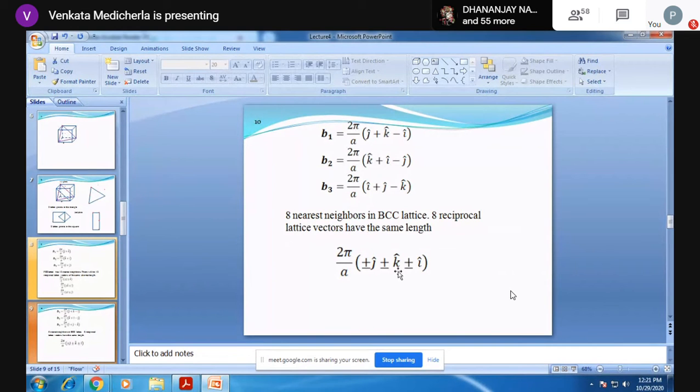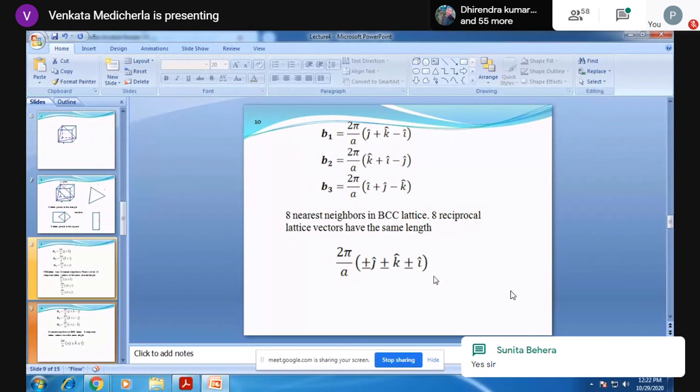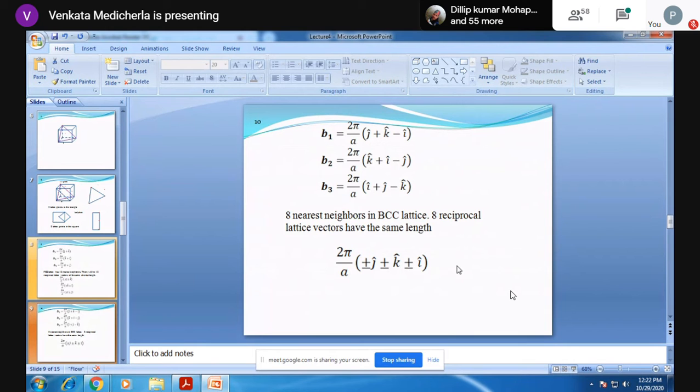What is the length of this vector? 2π/a square root of 3. That is the length of the shortest reciprocal lattice vector in the FCC reciprocal lattice, that is the BCC system. So like this you can check. So these are the problems. Probably one more is there, I think.